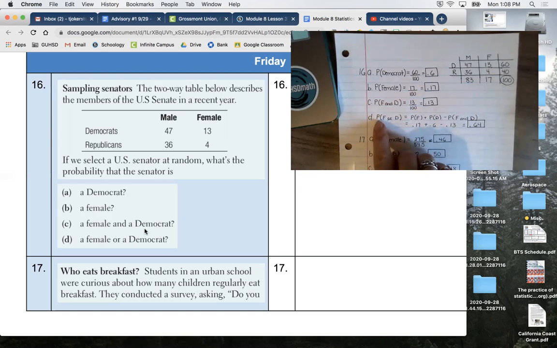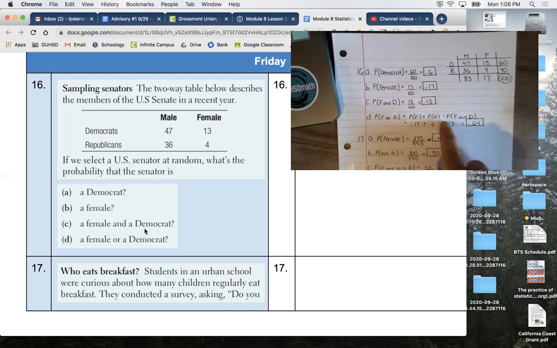And last but not least, what is the probability that they're female or Democrat? Well, that's equal to this, and this is important for you guys to know, and I will put this on the quiz if I ask an OR problem. I will put this here for you so that way you can see it. The probability of being female or Democrat is the probability of being female plus the probability of being Democrat minus the probability of being female and Democrat.